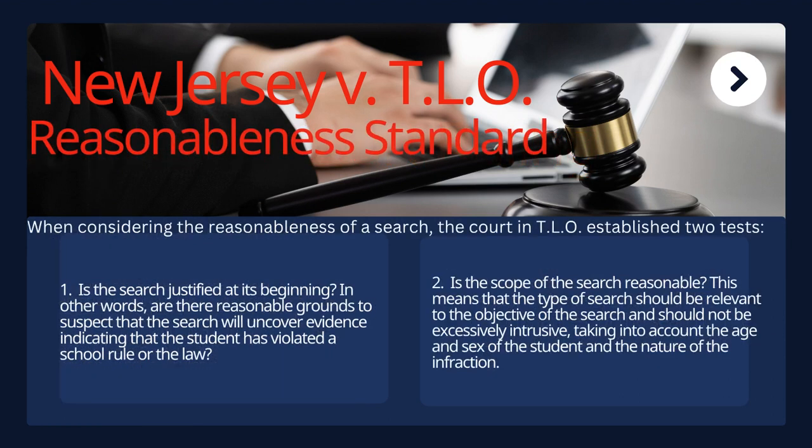When considering the reasonableness of a search, the court in T.L.O. established two tests. 1. Is the search justified at its beginning? In other words, are there reasonable grounds to suspect that the search will uncover evidence indicating that the student has violated a school rule or the law? 2. Is the scope of the search reasonable? This means that the type of search should be relevant to the objective of the search and should not be excessively intrusive, taking into account the age and sex of the student and the nature of the infraction.